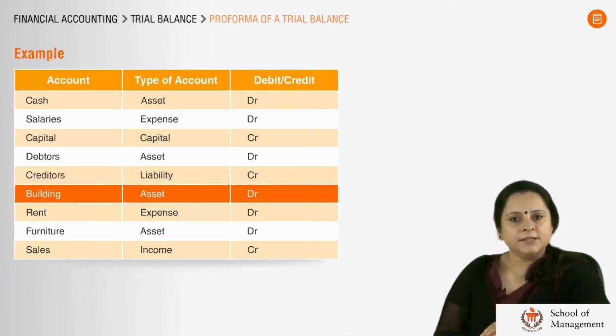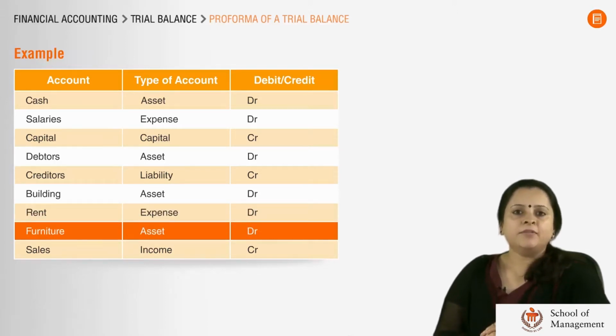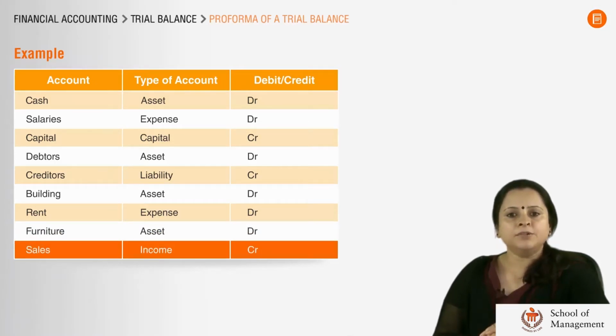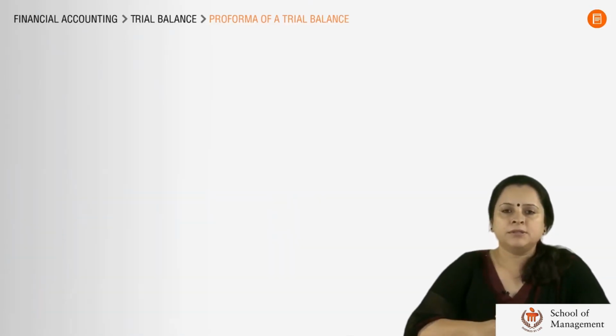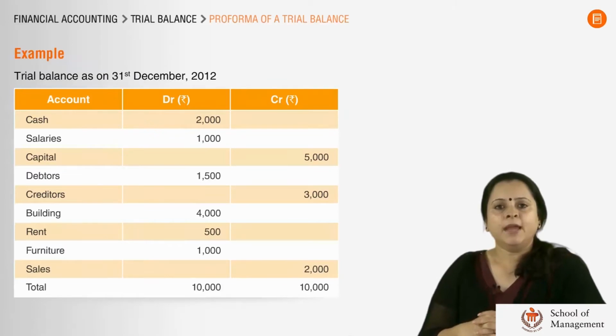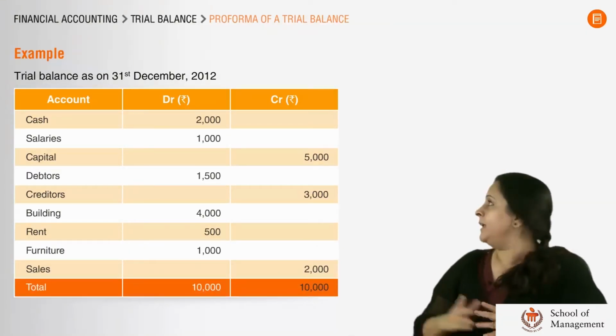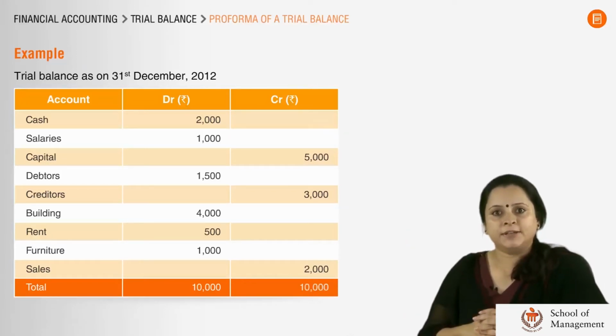Building account is an asset which will have a debit balance. Rent account is an expense and will therefore have a debit balance. Furniture is an asset and will have a debit closing balance. Sales, on the other hand, is an income account and will have a credit balance. So once you plug in the accounts and their closing balances into the trial balance format, this is what your trial balance should look like. As you can see, the total on the debit side is Rs 10,000 and it exactly matches the total on the credit side.